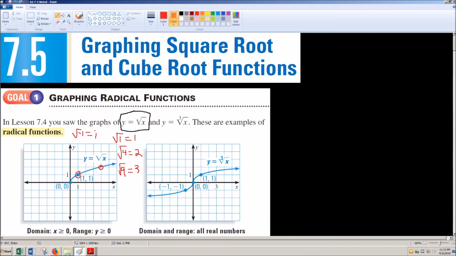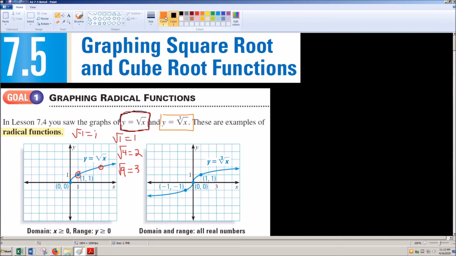Now we're looking at a cube root function here. Let's change our colors around. There we go. Let's do our cube root in orange. Our square root was in red. Just to get our colors straight here.